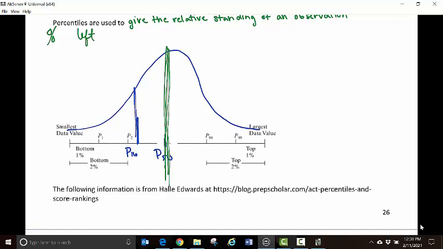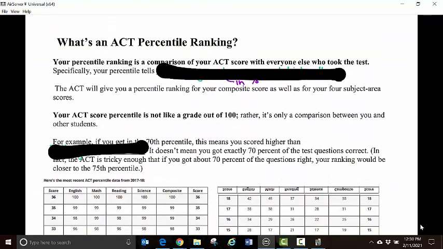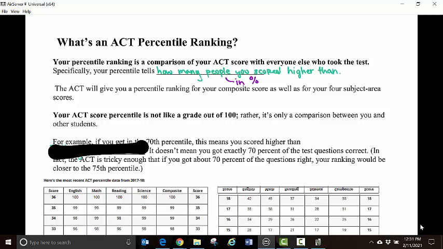Can I scroll? Okay. So let's look at it based off of what you're probably dealing with recently. Your percentile ranking in ACT is a comparison of your ACT score with everyone else who took the test. Specifically, your percentile tells how many people you scored higher than in percent, the same or higher. The ACT will give you a percentile ranking for your composite score as well as for your 4 subject areas. And it changes every year because sometimes the tests are a little harder or a little easier.